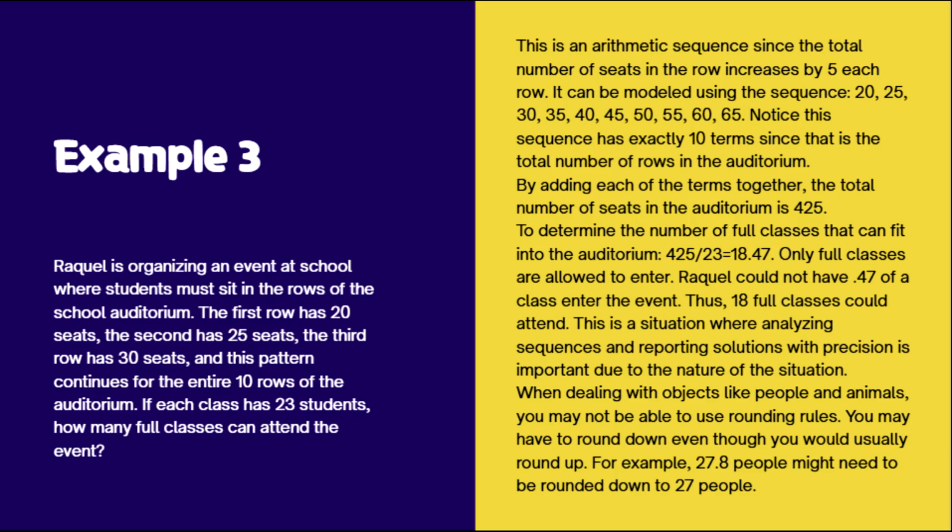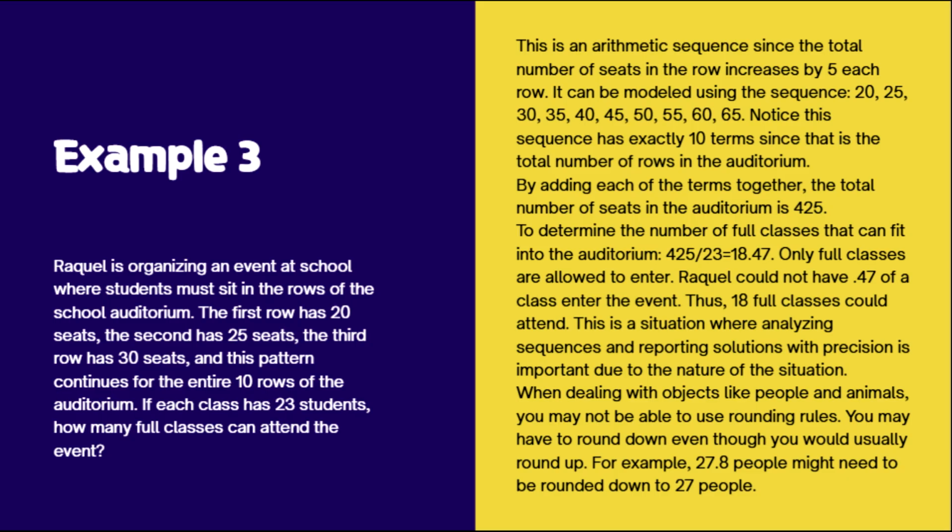This is a situation where analyzing sequences and reporting solutions with precision is important due to the nature of the situation. When dealing with objects like people and animals, you may not be able to use rounding rules. You may have to round down even though you would usually round up. For example, 27.8 people might need to be rounded down to 27 people. This is what I was trying to explain with that first quick check question.